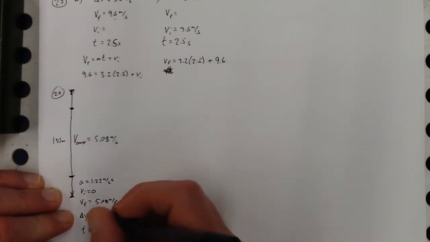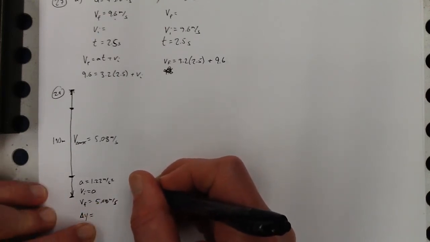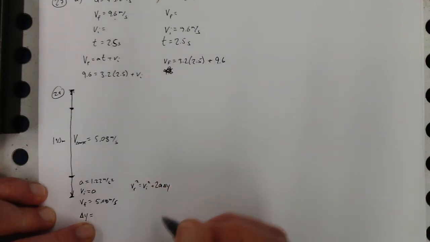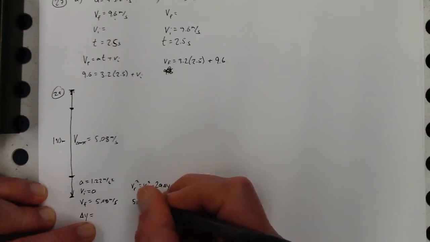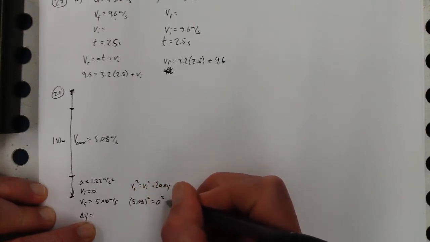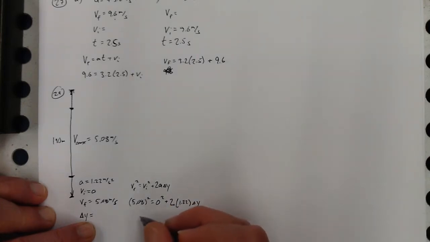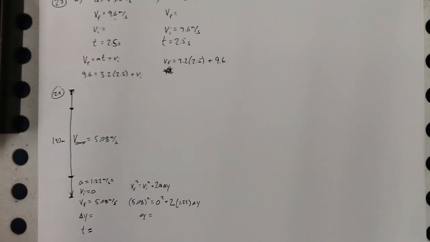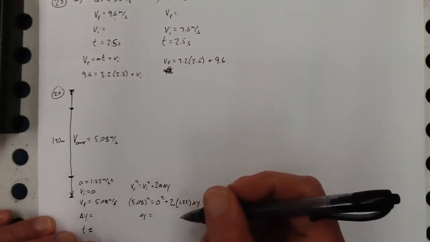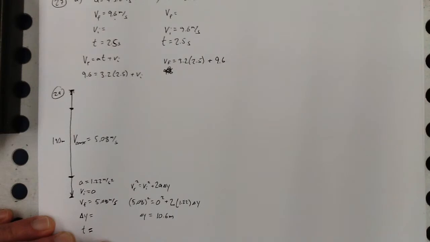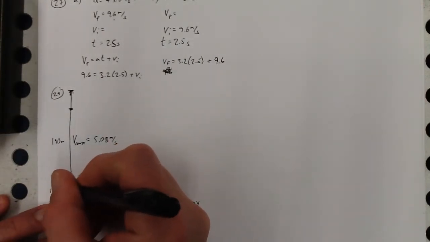Sorry about that interruption. So first, let's find this delta y. That looks like the equation VF squared is equal to VI squared plus 2A delta y. So my VF, 5.08 squared equals 0 squared plus 2A times delta y. And that delta y is going to be a little bit of calculator magic. It's going to be 10.6 meters, we'll call that. I think I entered that all properly. It looks good. Okay, so this is 10.6 meters.